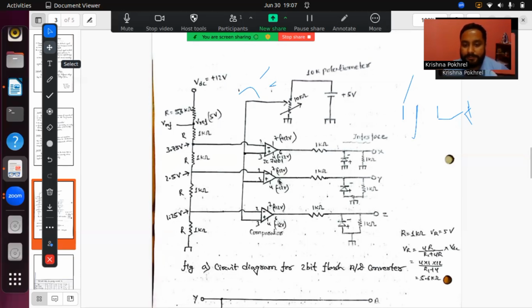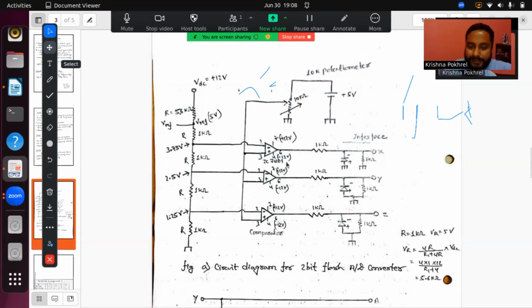But what happens if the voltage is plus 12 volt? If the voltage is plus 12 volt, then this diode does not work, because if we supply a positive voltage, it will be reverse biased, and the voltage of 12 volt will be dropped through this resistor, and the output we will get here is 5 volt only.